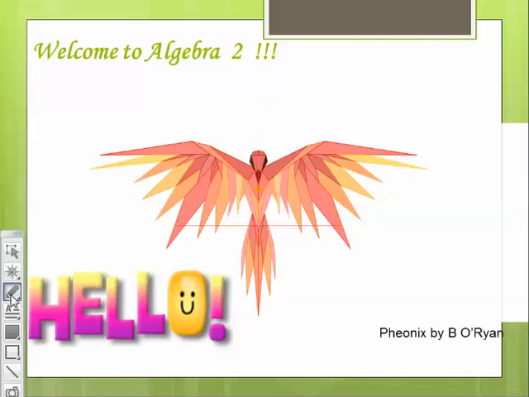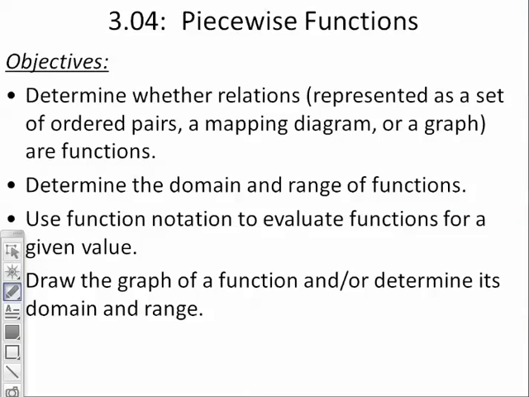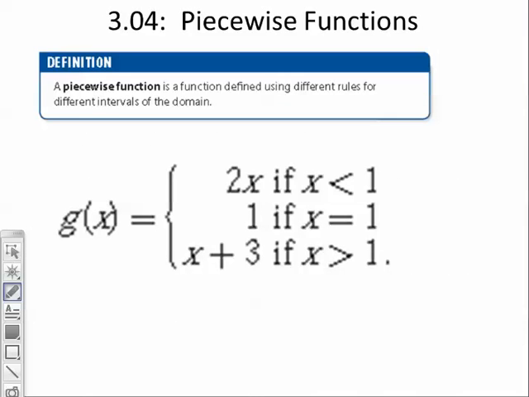We're going to be taking up a new concept, one that you haven't seen in a while before. It's called a piecewise function. The objectives are for us to be able to identify piecewise functions, determine whether the relations represented in various forms are functions, determine the domain and range of the function, use function notation to evaluate the functions for a given value, and draw a graph of a function and/or determine its domain and range.